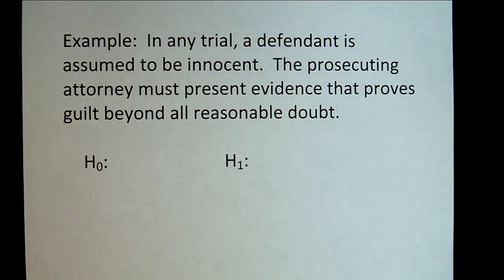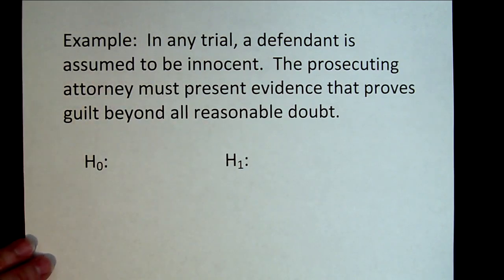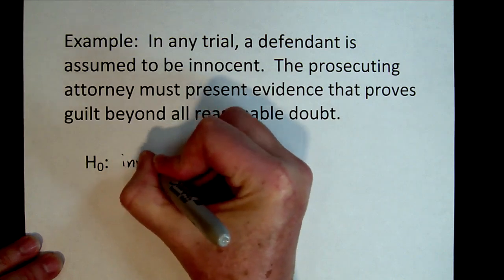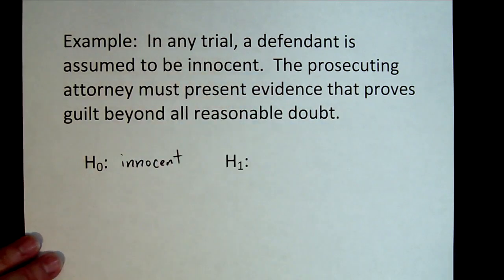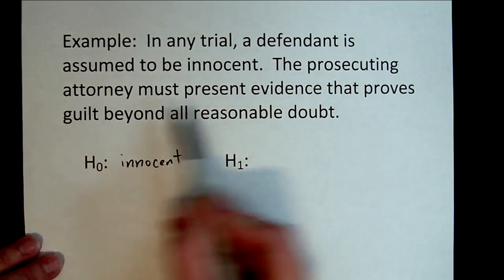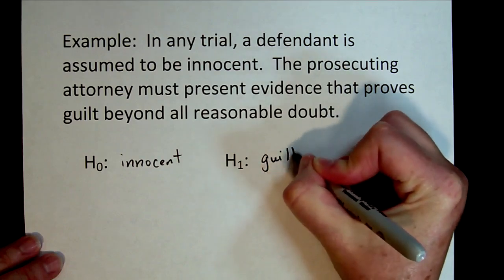In any trial, a defendant is assumed to be innocent, and the prosecuting attorney must present evidence that proves guilt beyond all reasonable doubt. Being assumed to be innocent, remember, it's the null hypothesis that we assume is true. So in this situation, we could say that the null hypothesis is the claim that the defendant is innocent, and then that would mean that the alternate hypothesis, the one that the prosecuting attorney is trying to support, is that the defendant is actually guilty.